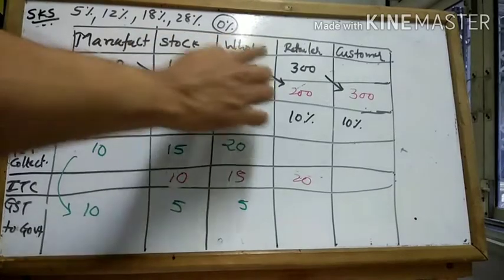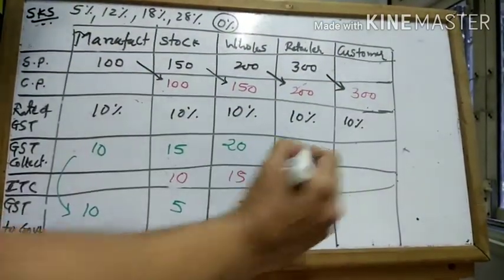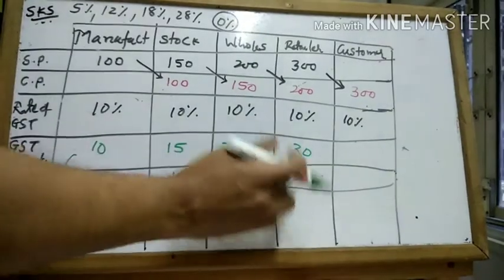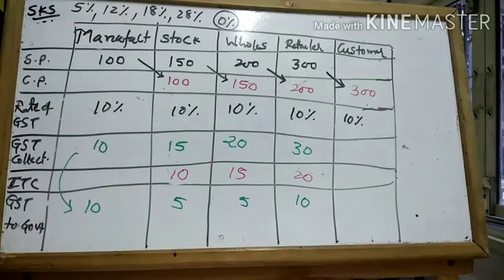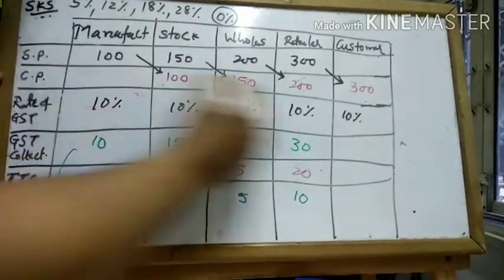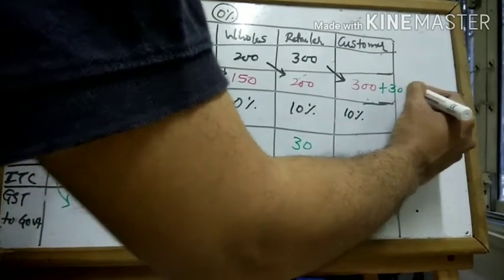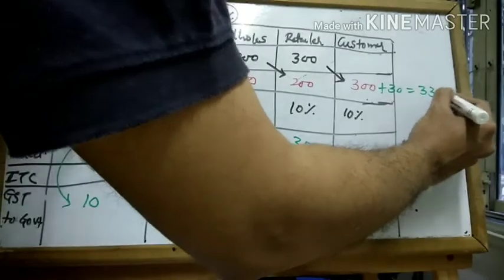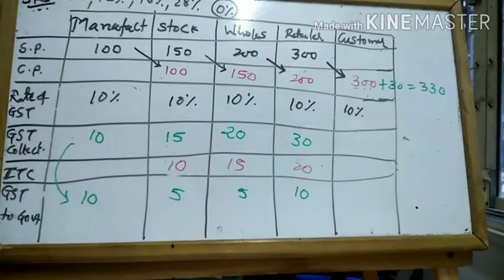Retailer sells it to the customer for 300 rupees. So from the customer he will take 30 rupees, and 20 rupees he will keep for himself, and 10 rupees will be given to the government. So for the customer, the total cost price will be 300 plus 30, which is equal to 330, out of which 300 goes to the retailer and 30 rupees goes to the government.